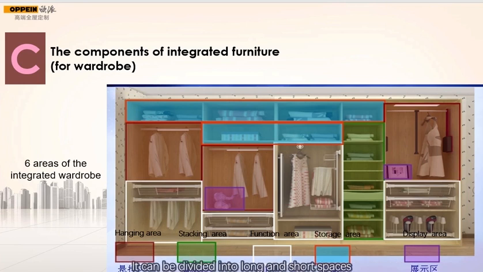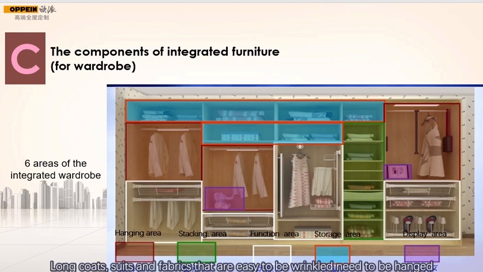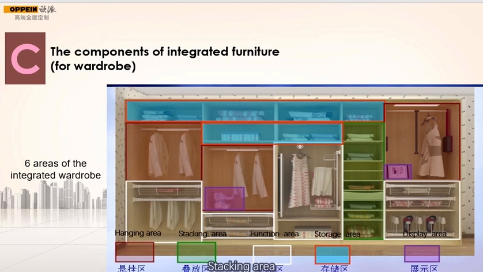Hang-in area. It can be divided into long and short spaces. It is usually set up with a hanging rack to hang clothes, which is convenient for taking and avoids wrinkles. Long coats, shirts, and fabrics that are easy to wrinkle need to be hung.